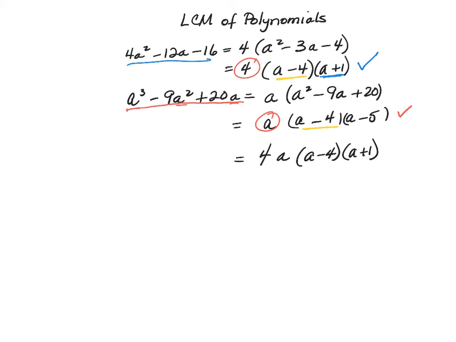So that's in there. The next thing that we have to look at is we have an a minus 5. It is not in both of them, but it is absolutely necessary that we use it if we want a number big enough that both of these will go into. So at this point, 4a times a minus 4 times a plus 1 times a minus 5 makes up your least common multiple for this polynomial and this polynomial. We did it by factoring.